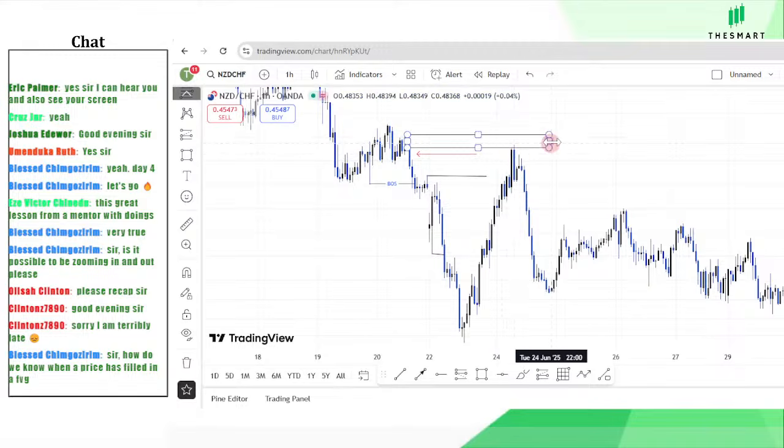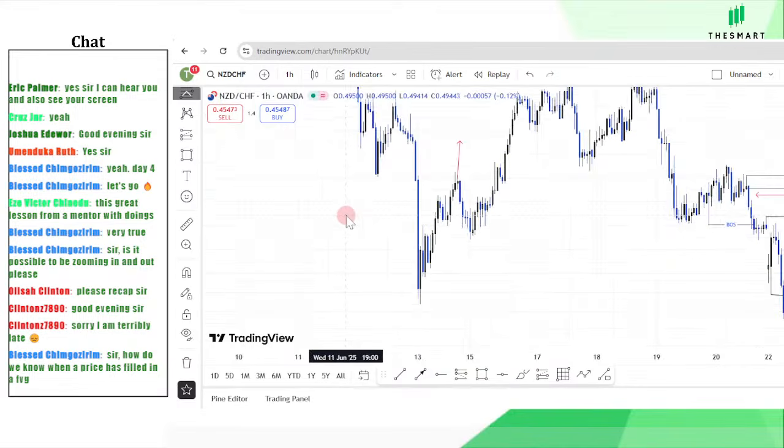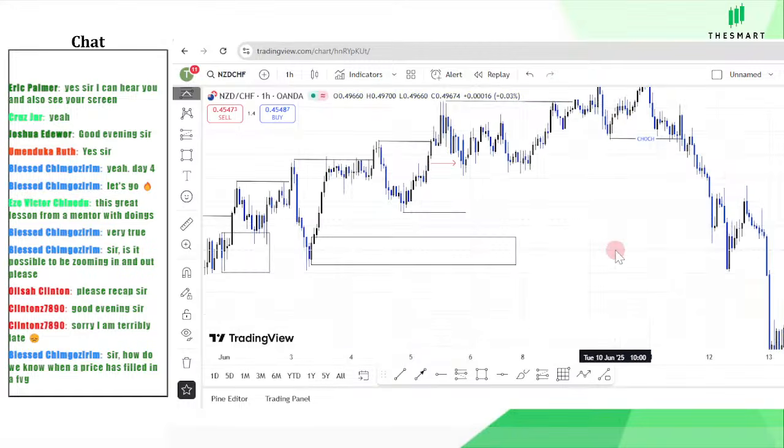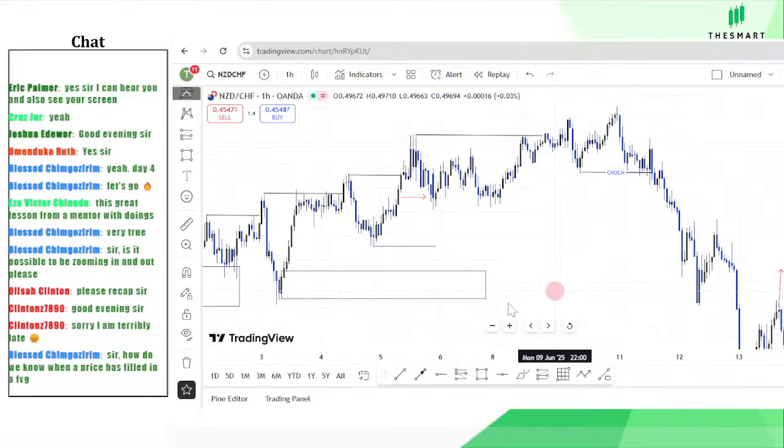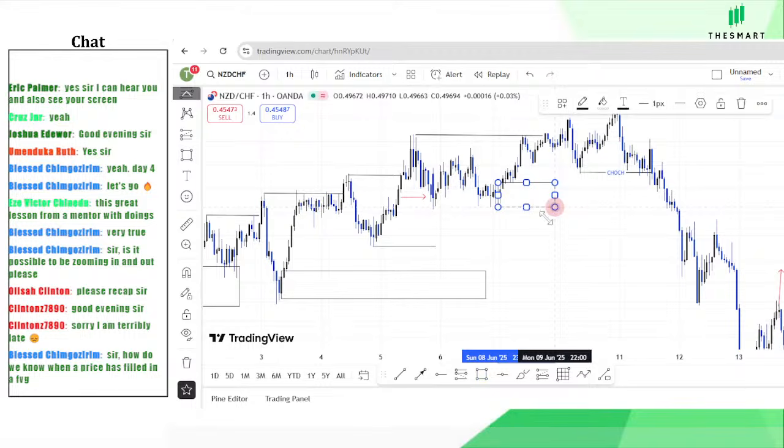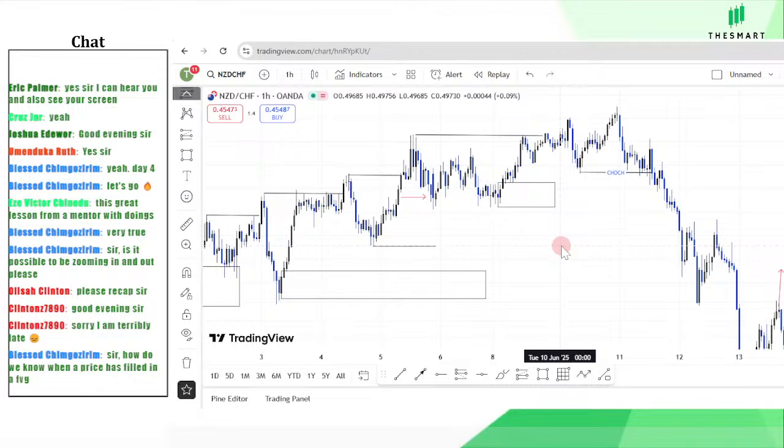This is what we want to see for a valid order block. Then when we talk about an invalid order block, this is what we have for an invalid order block. Look at this. Look at this zone here and look at this zone here. We also have another one at this point. We also have this one. I want to take this out.